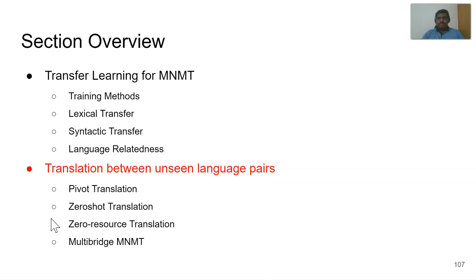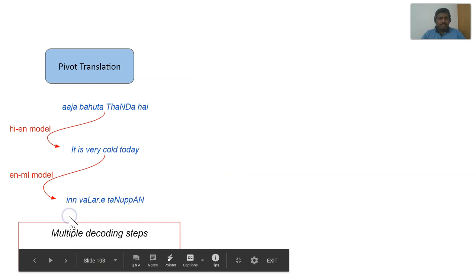In this case, traditionally pivot translation is the method of choice, but with multilingual NMT, zero-shot translation, zero-resource translation has become possible. All these methods are typically with a single bridge language, but recently there have also been approaches which look at multi-bridge approaches. We will also cover that. So let's start with what is pivot translation.